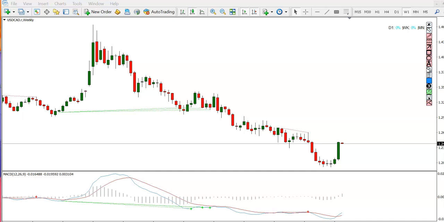Okay, my friends, this week's free trade setup is ready. This week we're looking at the USD CAD, and let's get into it.